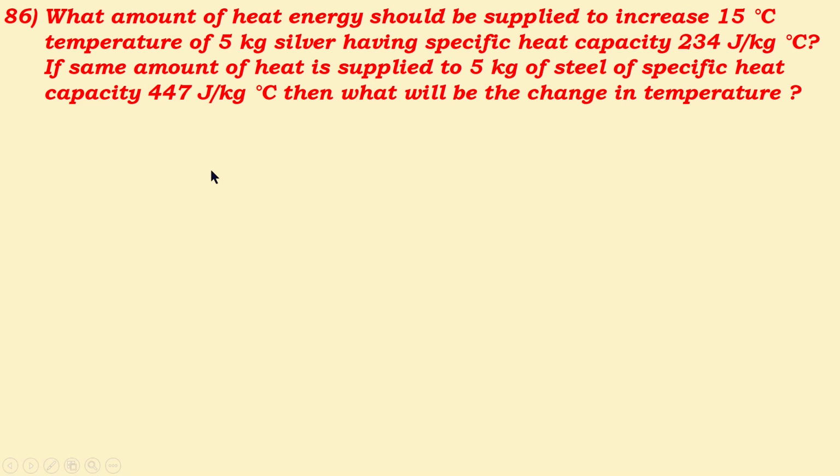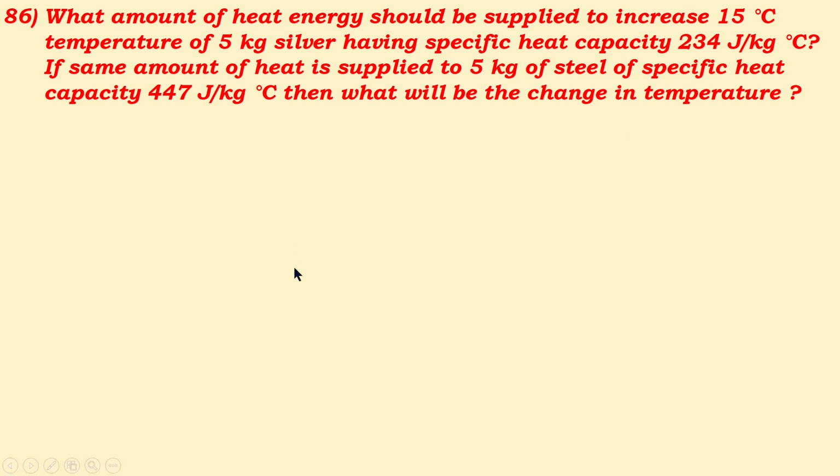This second case is related to the first case, and in the first case what is told is, what amount of heat should be supplied to 5 kg of silver to increase its temperature by 15 degrees Celsius? We have to find out the amount of heat supplied to silver first, and then if the same heat is supplied to steel, what will be the change of temperature is told. That's why we have two distinct cases.